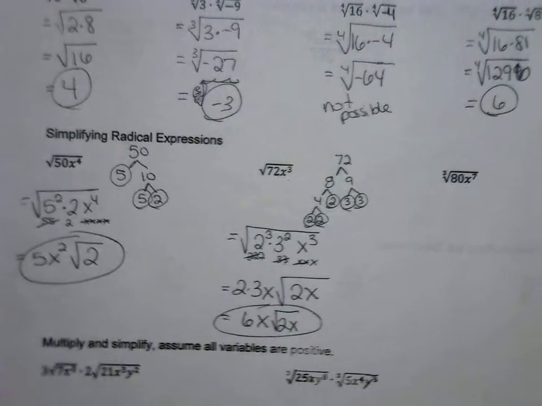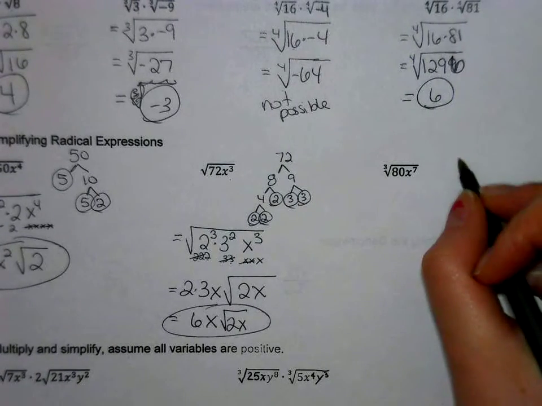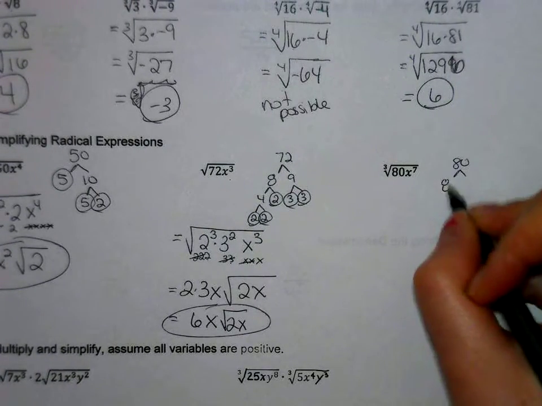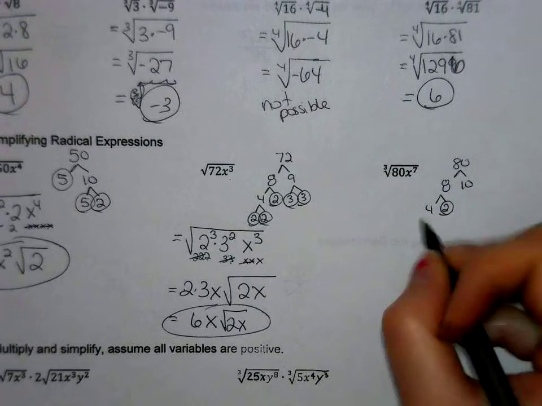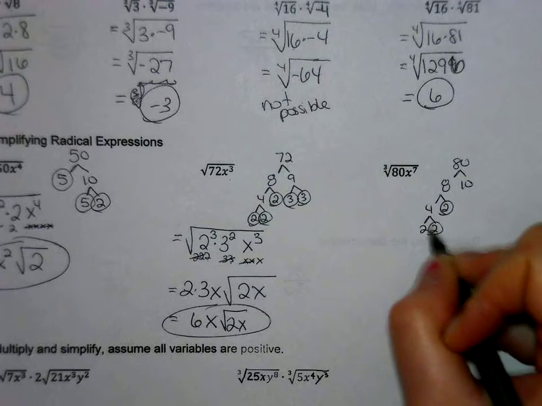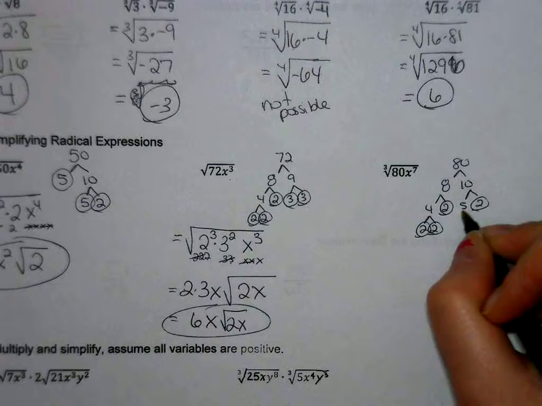In our last problem for the day, let's look at the cube root of 80 times x squared. So 80, we can break that down and say, well, 8 times 10. 8 becomes 4 and 2 is prime. 4 becomes 2 and 2. And 10 is 5 times 2. So those are broken down.